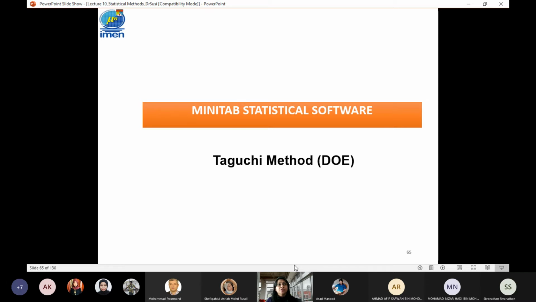So 2 weeks ago, Dr. Anik taught all of you how to use Minitab for factorial design and also for fractional factorial design. He also touched on response surface methodology, RSM. So today I will cover Taguchi method.